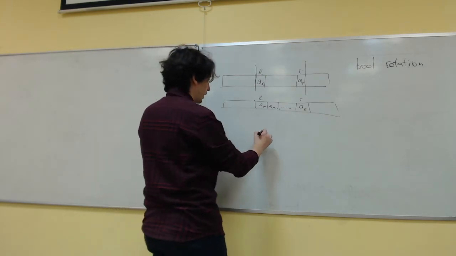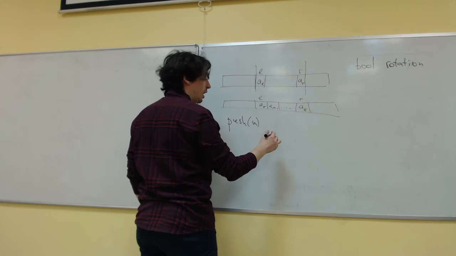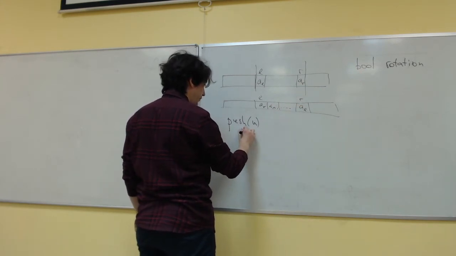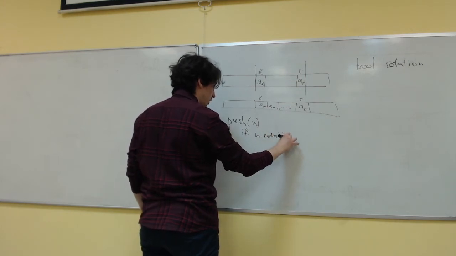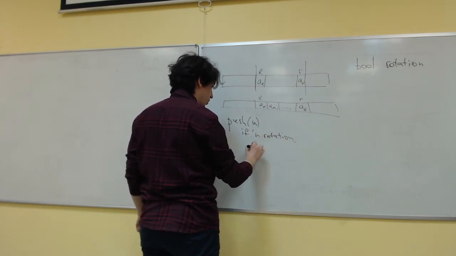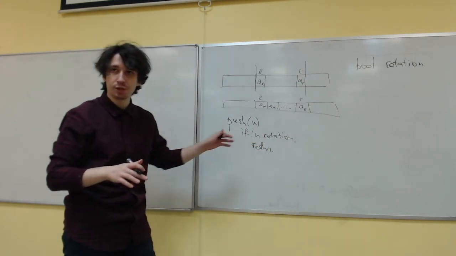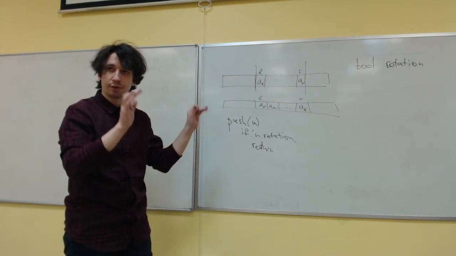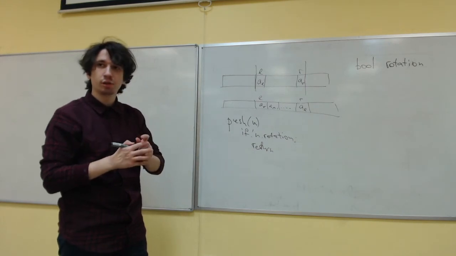Suppose we want to write a push operation, push n, and n has a rotation there. So if n rotation, if not rotation, then do nothing. We don't have to do anything if we don't have to rotate this tree itself. But what will we do if there is a rotation?